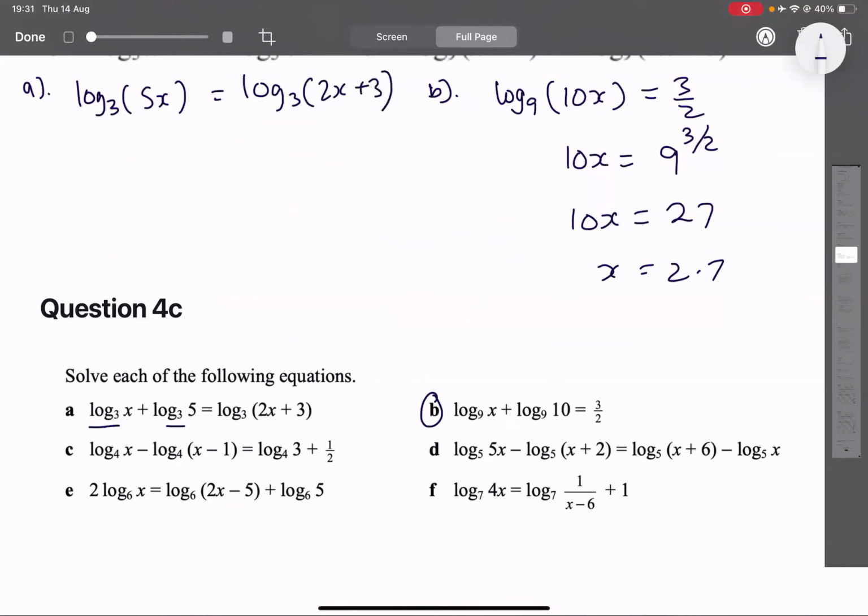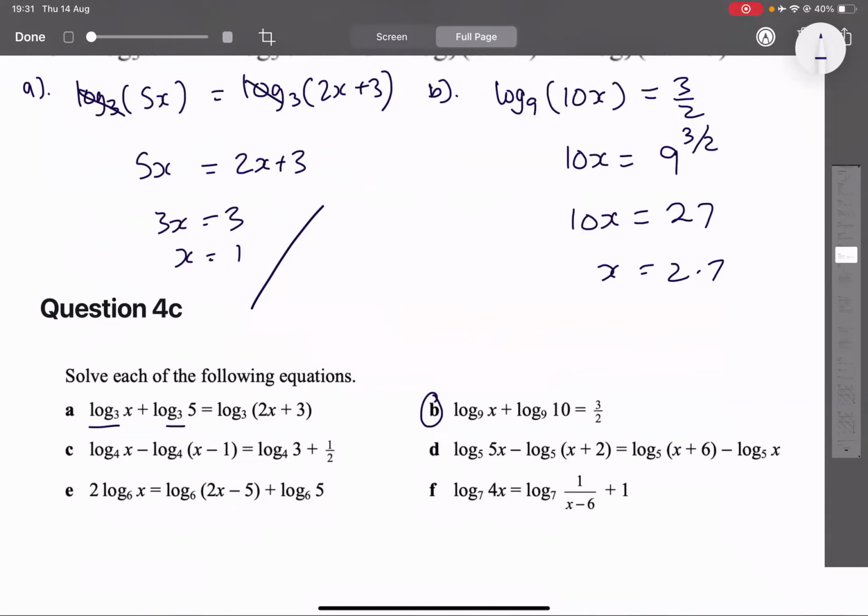Now, if you have log 5x equals log of 2x plus 3, then surely it's true that 5x equals 2x plus 3, right? You can just cancel the logs, done. So it's even easier. So 3x equals 3, x equals 1. That's it.